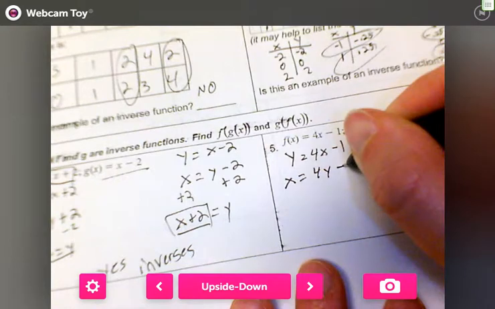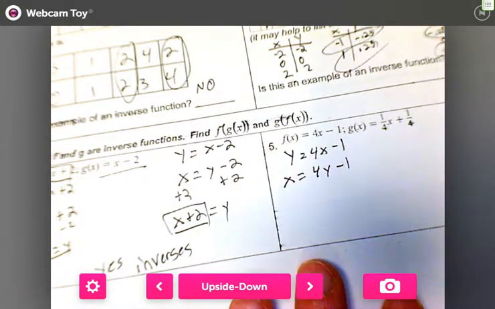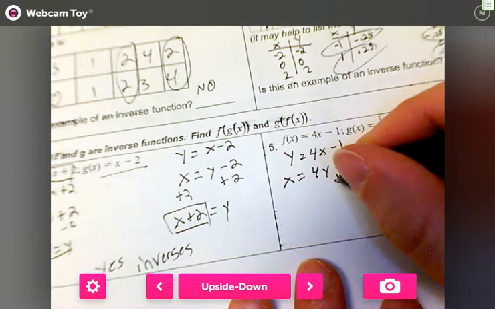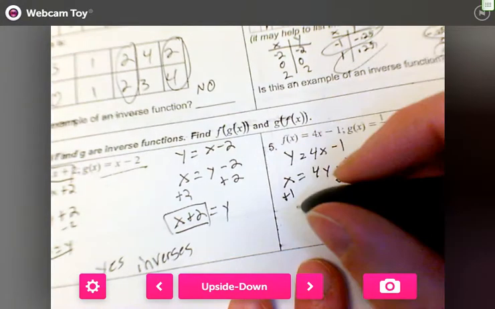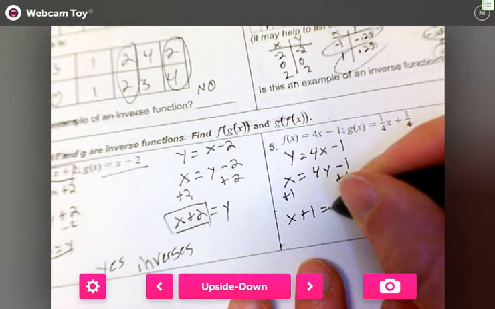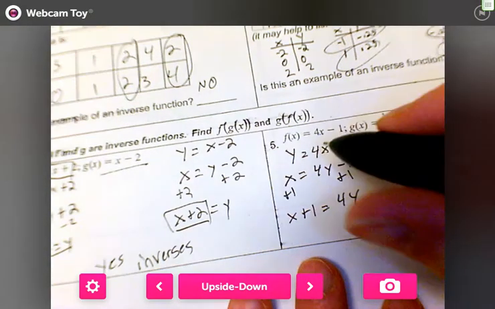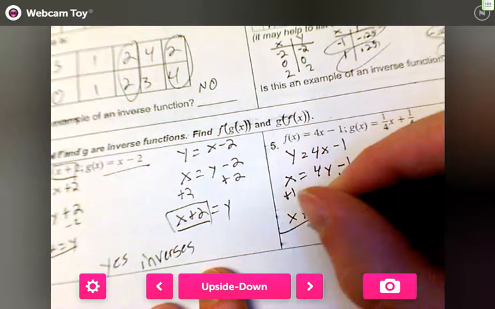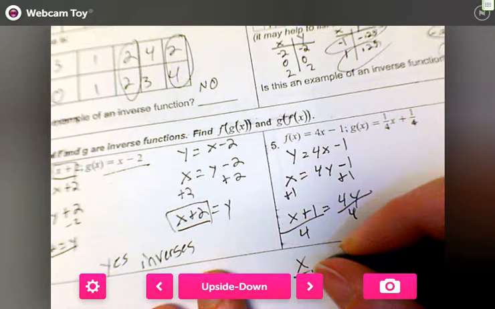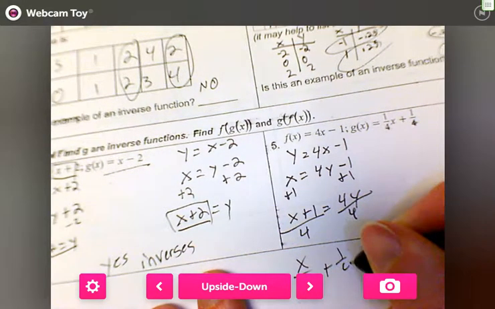Now we want to get y by itself. So then we're going to add 1. Add 1. So we get x plus 1 equals 4y. How do I get rid of that 4? You divide. Because it's being multiplied, I'm going to divide. And that gives me x over 4 plus 1/4 equals y.